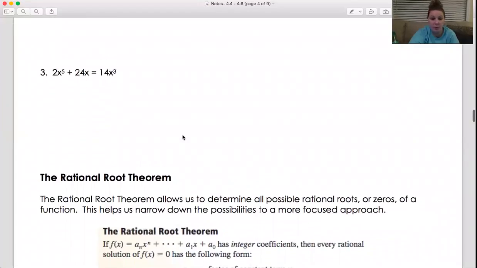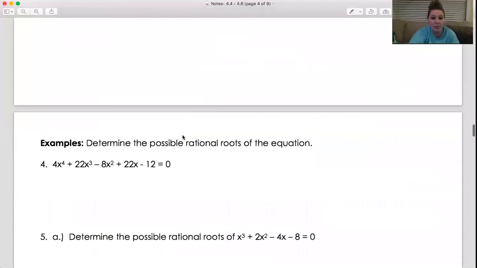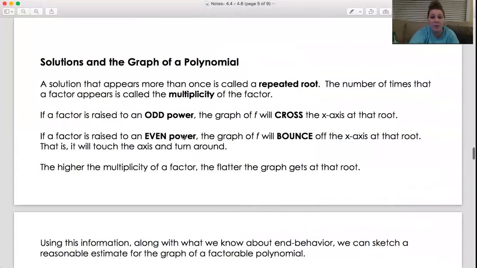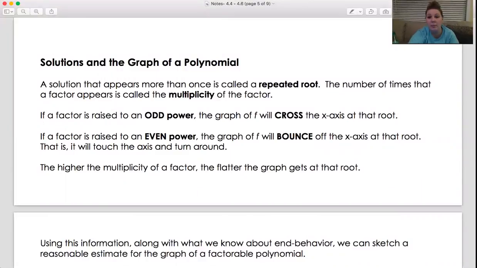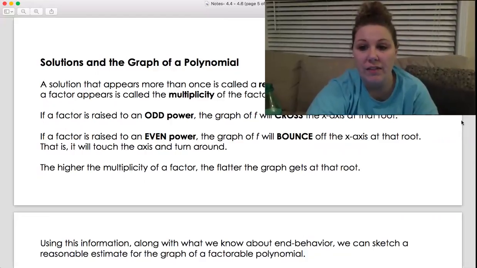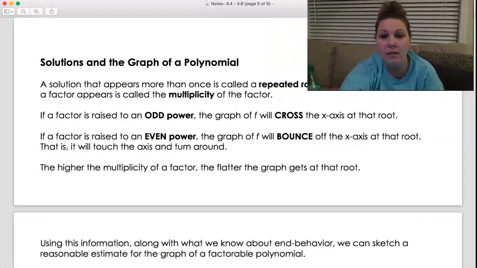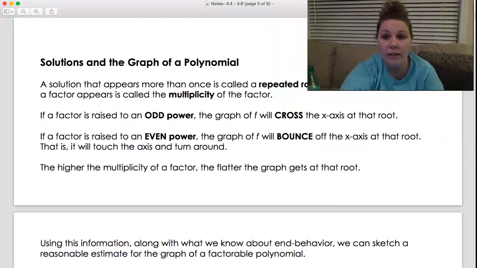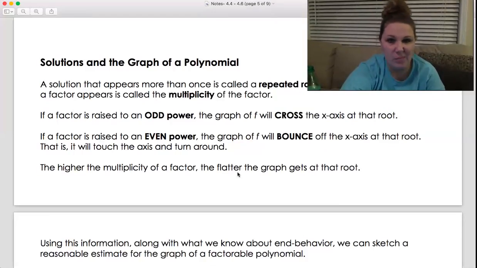We did example 3. We're actually going to skip the rational root theorem for now, and we're going to skip ahead to where it says solutions and the graph of a polynomial. I think that this will be a little bit easier to figure out since I'm not going to be there. So hopefully that helps you out some, okay?